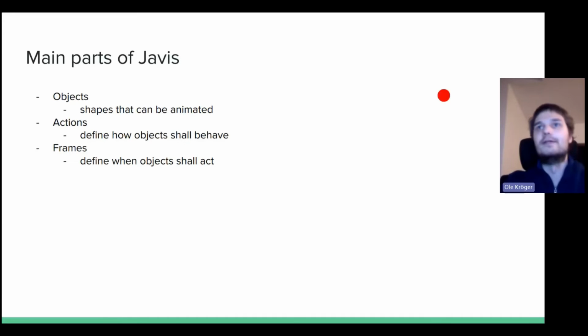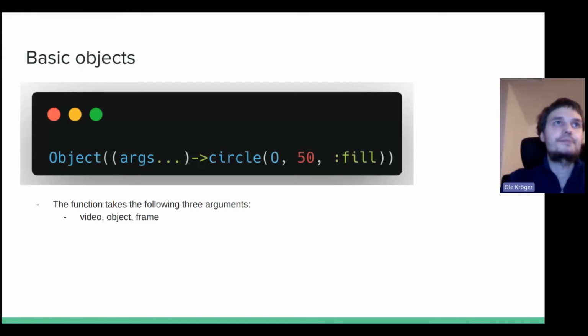So here we just rotate it all the time, but we could, of course, also just rotate half of the time and then just animate the translation for the rest, things like that. And that's where the frames come in.